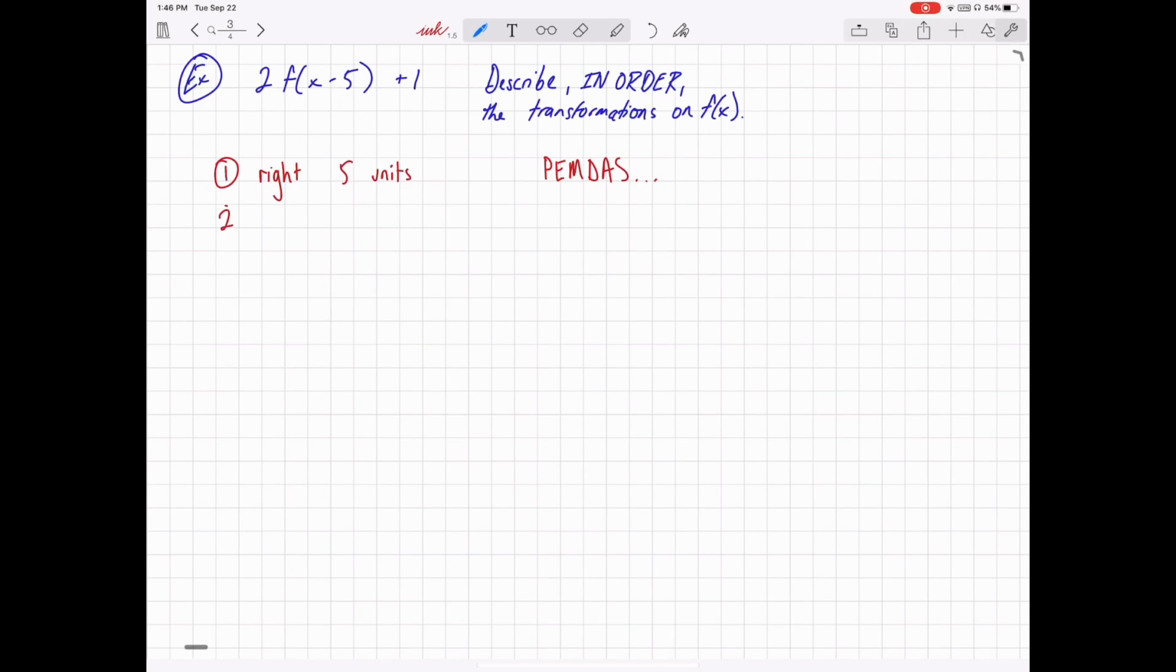The second, if I work inside out, is going to be this 2 out front. So that's going to be a vertical stretch by a factor of 2. And then our third would be to shift. I'm just going to make that easier. It goes up 1 unit.